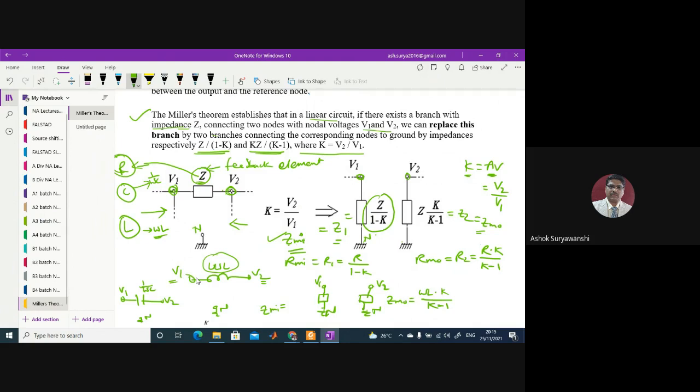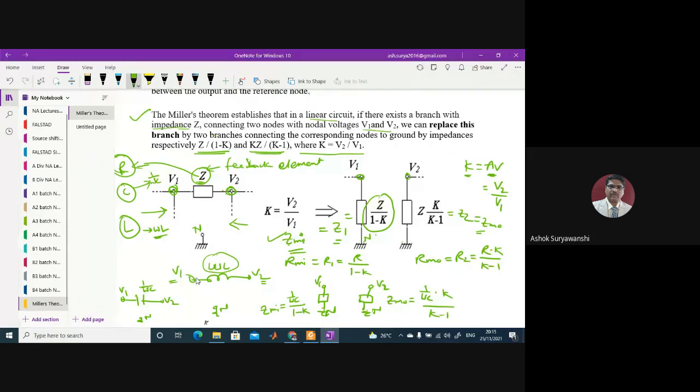One is between V1 and ground, that is N, and that will be ZMI equals 1 upon omega C, 1 upon omega C upon 1 minus K. And on the output side, between V2 and the ground, it will be ZMO, suppose, and that will be 1 upon omega C into K upon K minus 1.